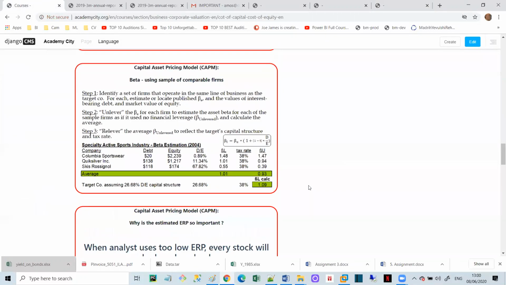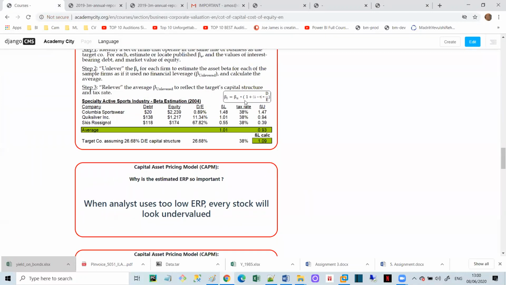You have here this equation. If you have the beta unleveraged, you multiply it by 1 plus (1 minus t) times D over E. D means debt of the company, and E the equity of the company. So that's the way you convert unleveraged beta to a leveraged beta. I'm going to come back to that next session. We're almost done today.